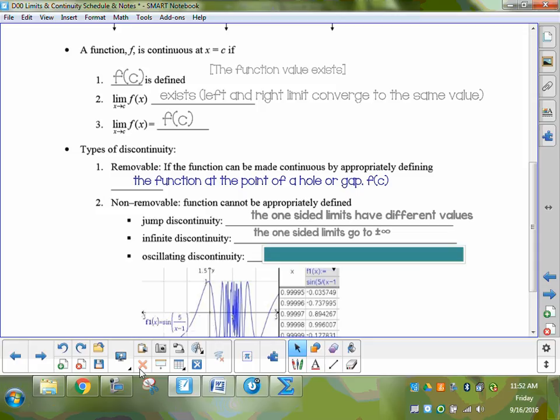And then the last thing is oscillating discontinuity, which is something like this. We talk about oscillating functions back and forth. There's no limit available because it's going to be bouncing around like crazy. There's nothing you can do to hold it down in a specific spot.